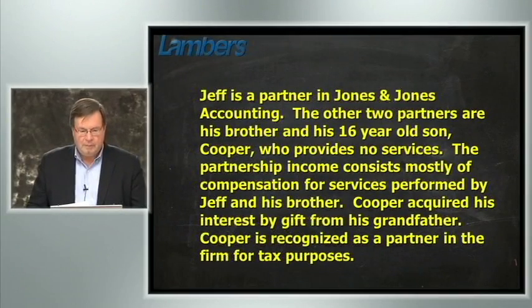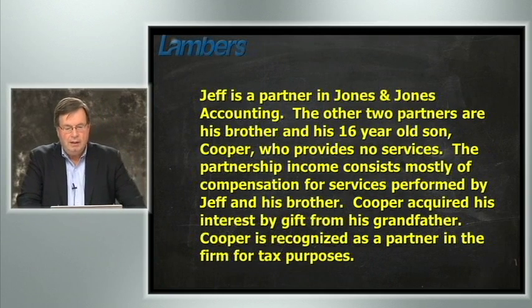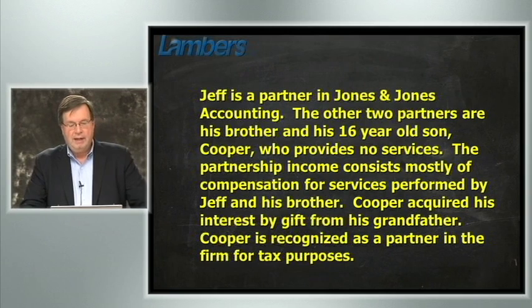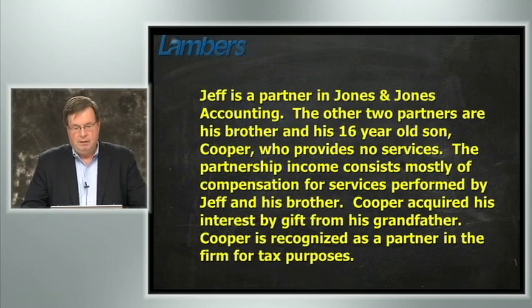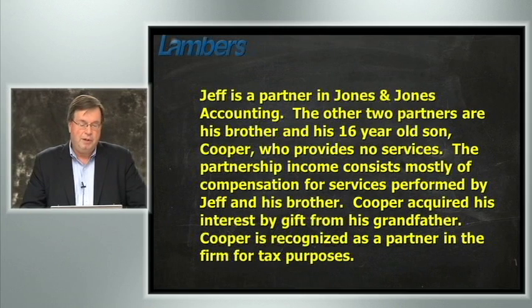Let's take a look at this one together. So we've got Jeff. He's a partner in Jones & Jones Accounting. The other 2 partners are his brother and his 16-year-old son, Cooper, who provides no services. He plays with his phone all day long, and posts Snapchat and stuff. The partnership income consists mostly of compensation for services performed by Jeff and his brother. Cooper, the 16-year-old, who doesn't do anything, acquired his interest by a gift from his grandfather.